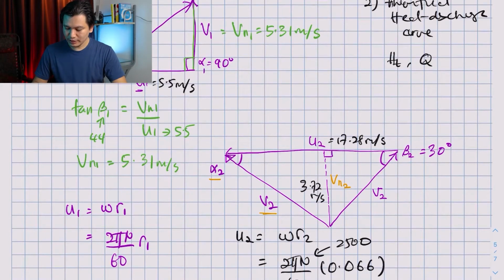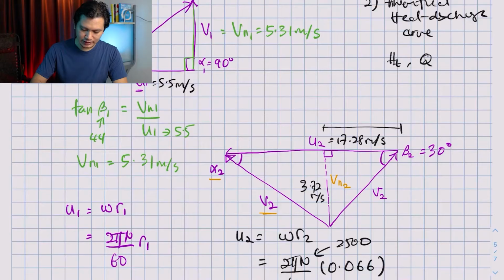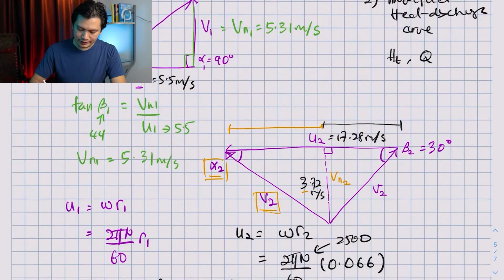Okay, basically what I'm looking for is this distance. Because when I find that distance, I can actually find this distance. Right? And when I have this distance and this value, I can find V2 and I can find alpha 2. Does it make sense to you? And this distance is VT2.